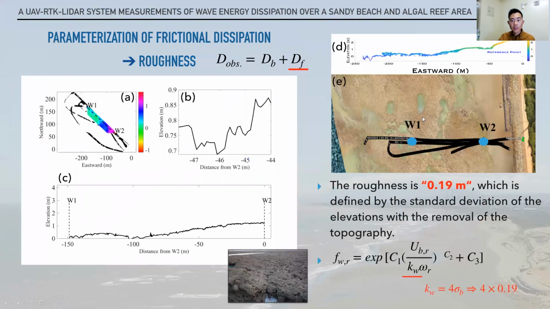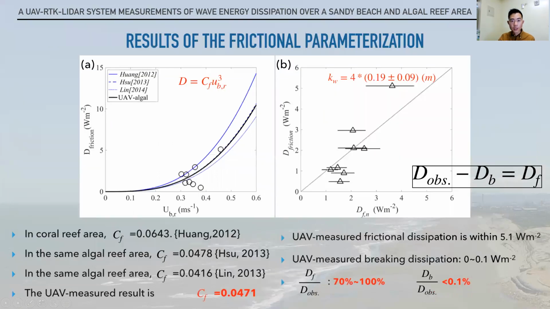We use the UAV to scan the surface to measure the elevations. Shown here are the results of the topography of the algal reef. As you can see, it's very coarse, and the roughness is 0.19 meters, which is 19 centimeters. And then we calculate the Kw as 4 times 0.19. The results of the frictional dissipation are shown here.